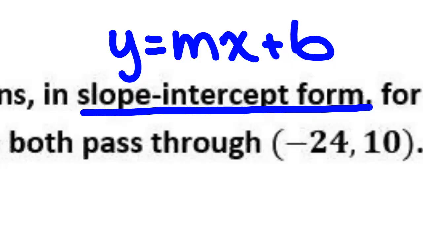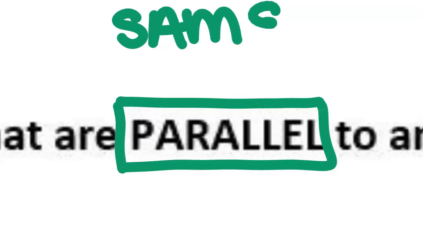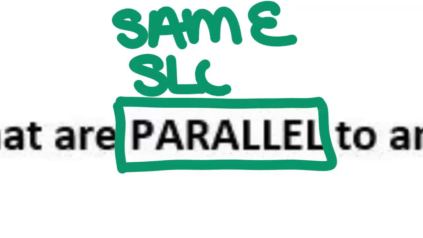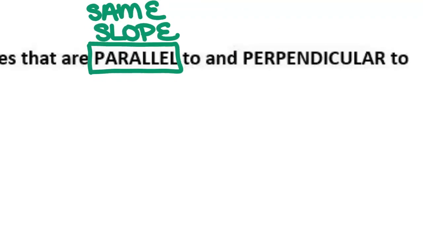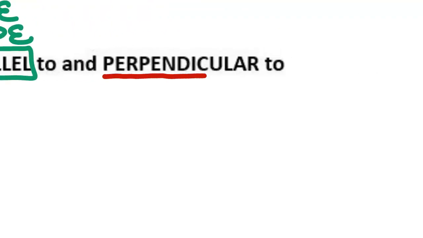We want one line that is parallel to, so it needs to have the same slope. And one line that is perpendicular, that means opposite sign and reciprocal slope.